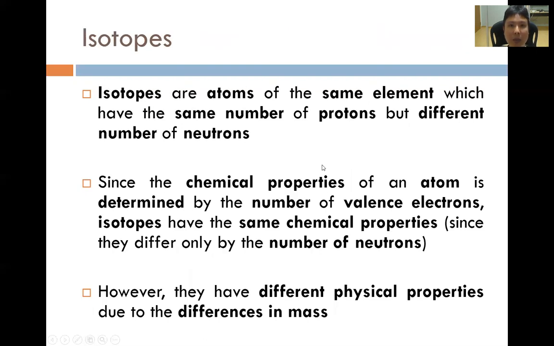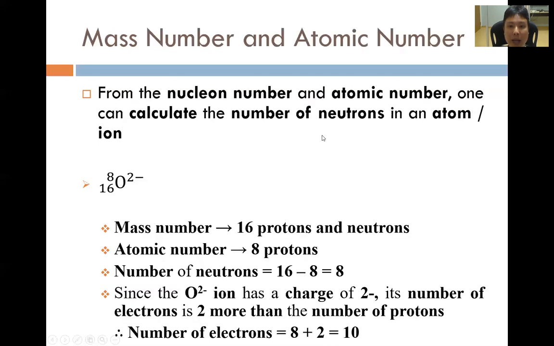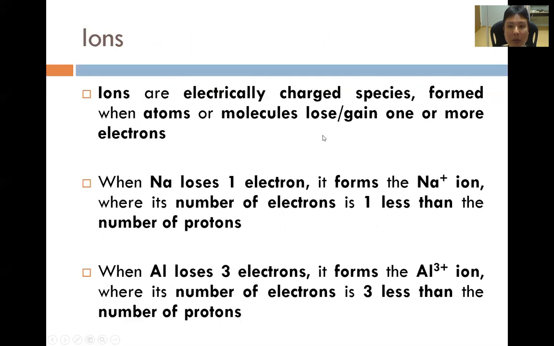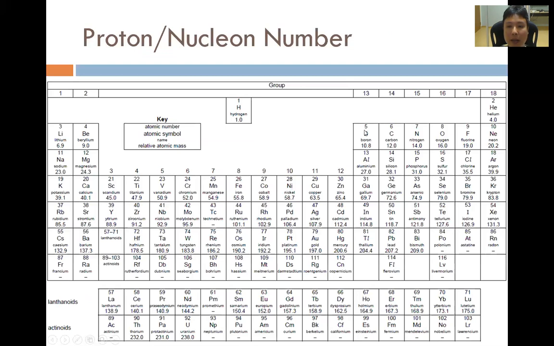The final slide here, we would like to define isotopes in the sense that isotopes are defined to be atoms of the same element which have the same number of protons but different number of neutrons. If you change the proton number, it will actually change from one element to another element. So if we go back to the periodic table, you can see that boron has 5 protons and carbon has 6 protons.